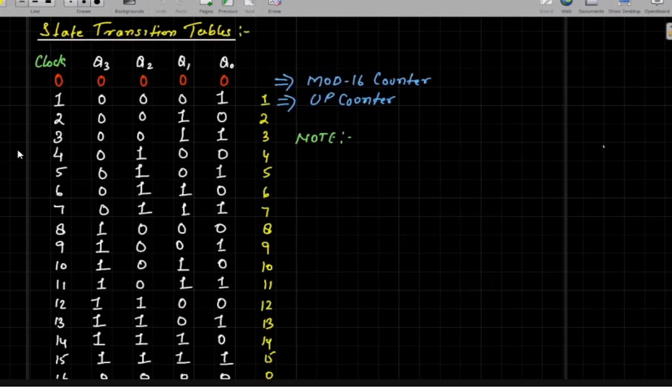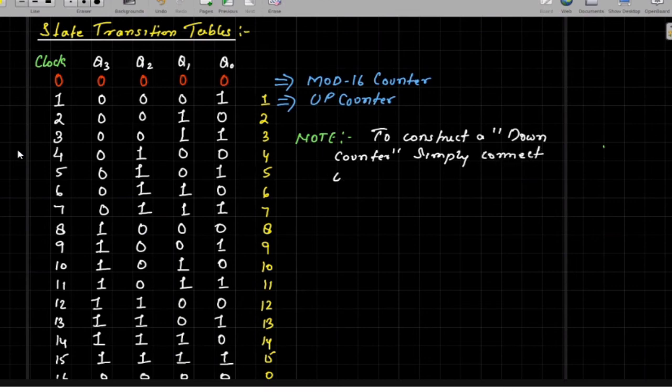Simple. Okay, so the note point, write on the note point: to construct a down counter, simply connect Q bar as input to the next stage.